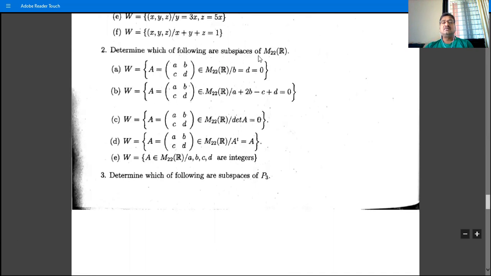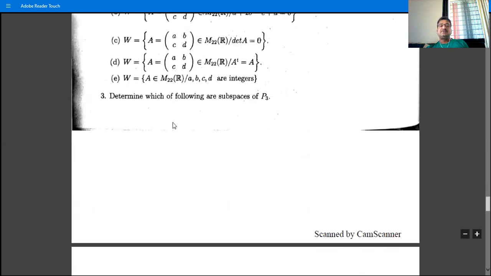These are subsets of M2x2(R). M2x2(R) is the vector space of all 2 by 2 matrices with real entries, and these are some subsets of it. Again, this is where b and d are 0. Some of them are subspaces, some of them are not subspaces.